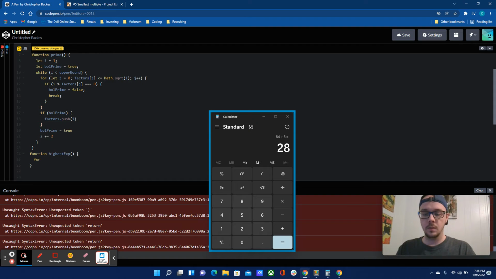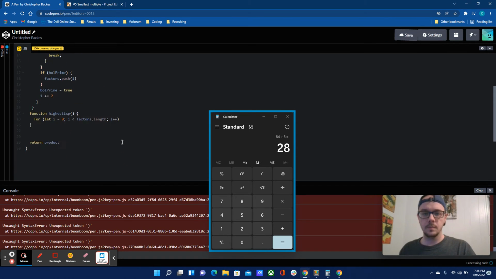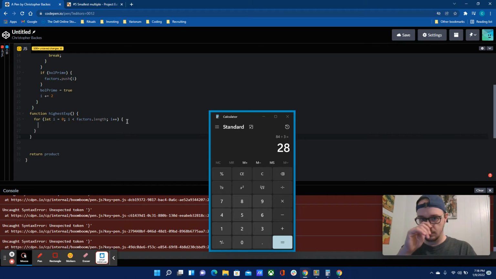So for let i equal 0, if i is less than, or yeah, we need factors.length, i++. Okay, so if it is in that, what are we going to do?